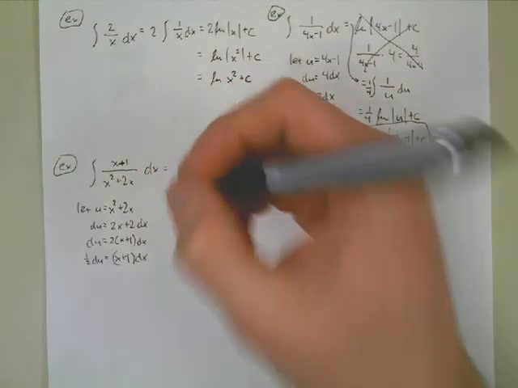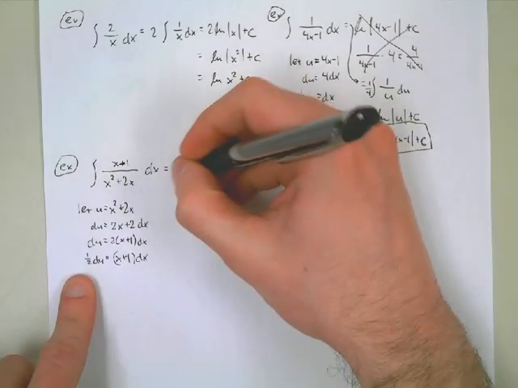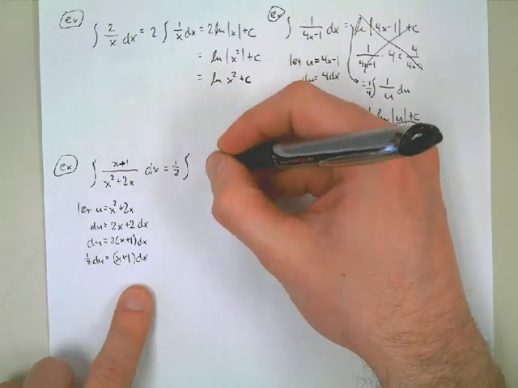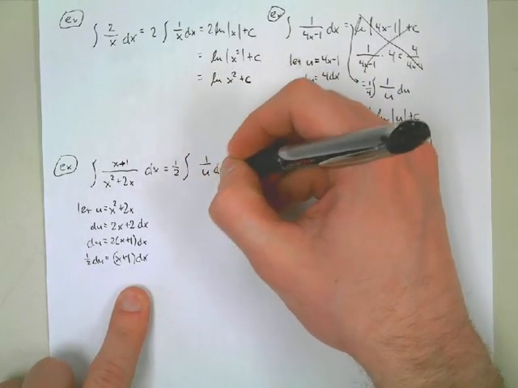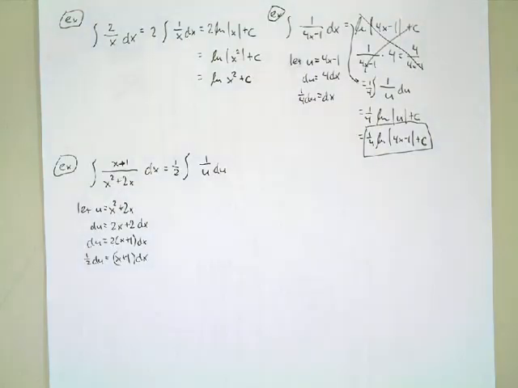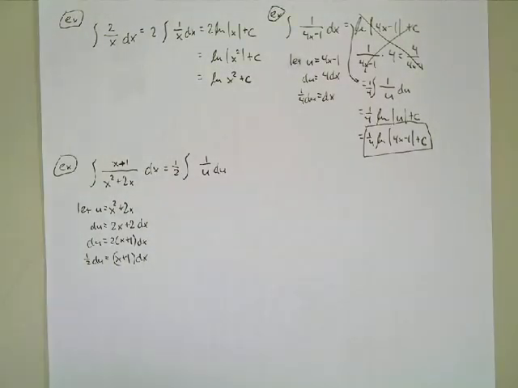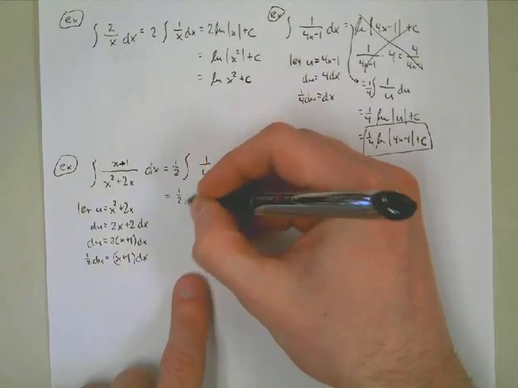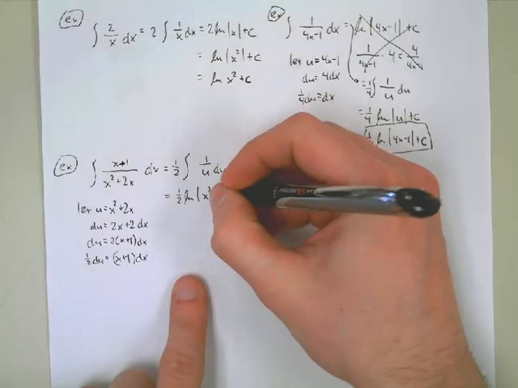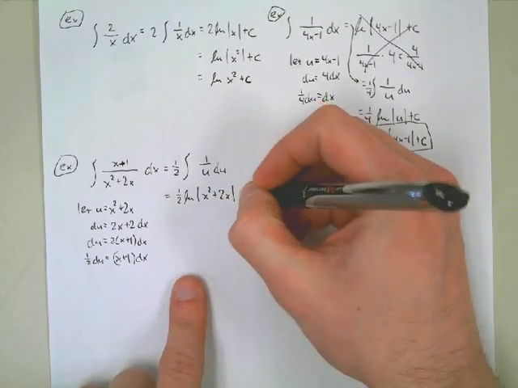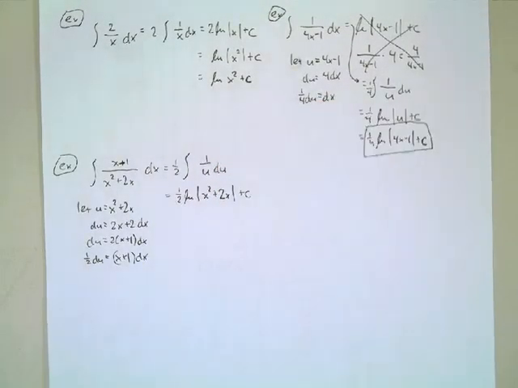And so then this becomes 1/2 out front, integral 1 over u du. Well, that's pretty nice. Okay. And so we get 1/2 natural log of the absolute value of x squared plus 2x plus c. Kind of skipped the u part, but maybe I'll put it right here.